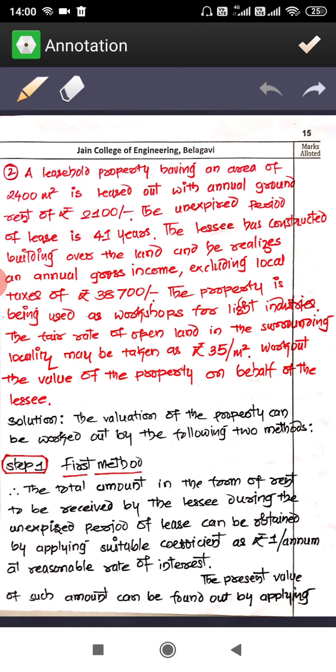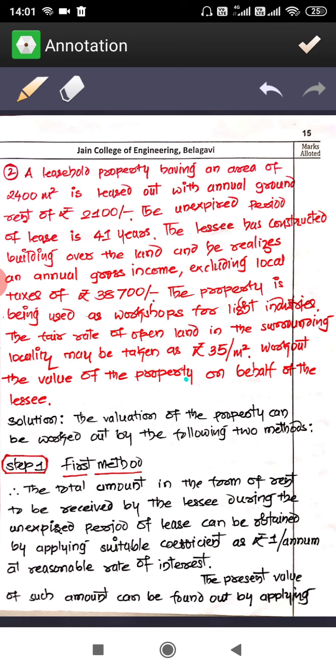The fair rate of open land in the surrounding locality must be taken as rupees 35 per meter square. Work out the value of the property on behalf of the lessee. So we have to find out the net property value along with the deduction. We are going to solve this problem by two methods. One is the logical, another is the practical method, where we solve it mathematically. The first step is the logical step, which I'm going to explain.